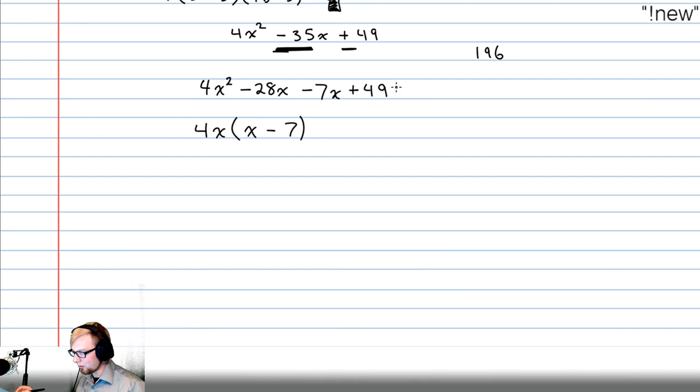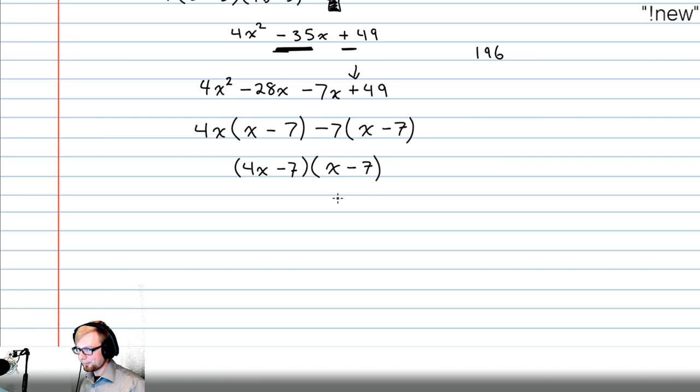And then what did you take out of the second piece? Negative 7. Okay. And then it left me with x plus 7. But you took out a minus, right? Oh wait, no. So yeah, two negatives is a positive. Alrighty. So when you factor that in, it should be (4x minus 7)(x minus 7). Just like that. Alrighty. Now we're done.